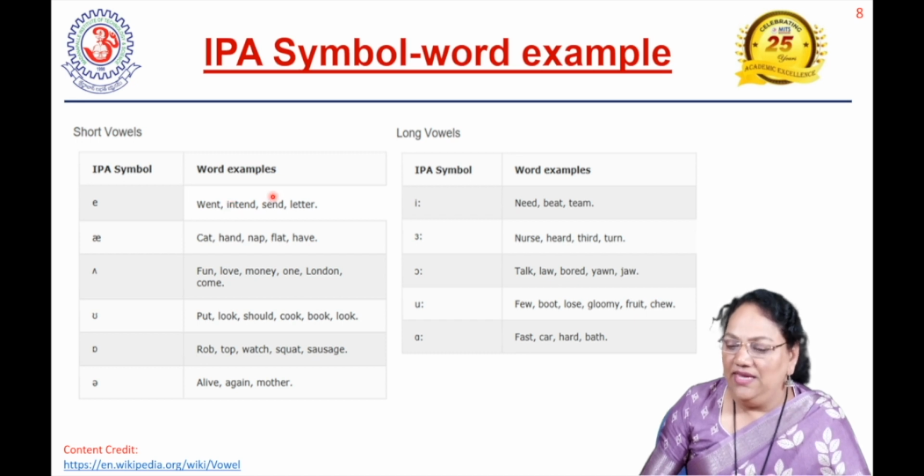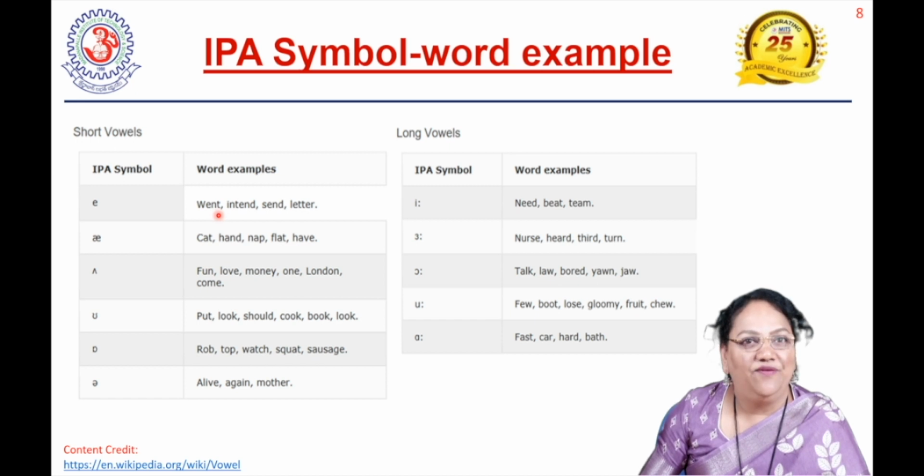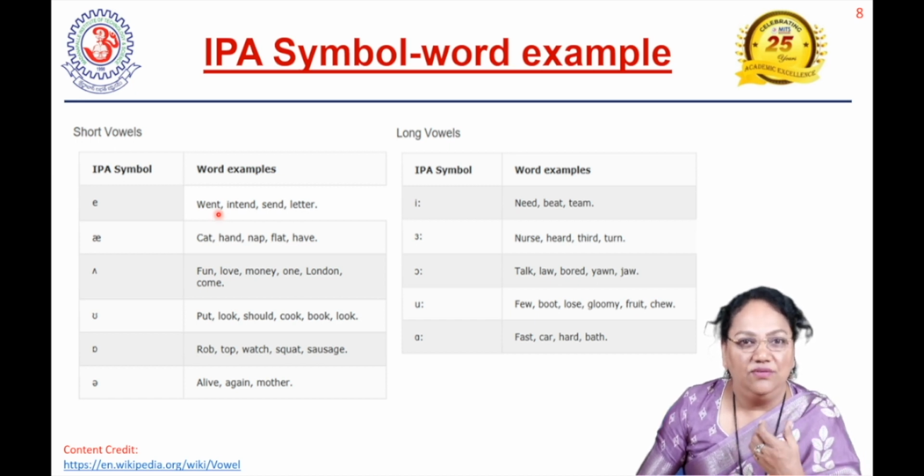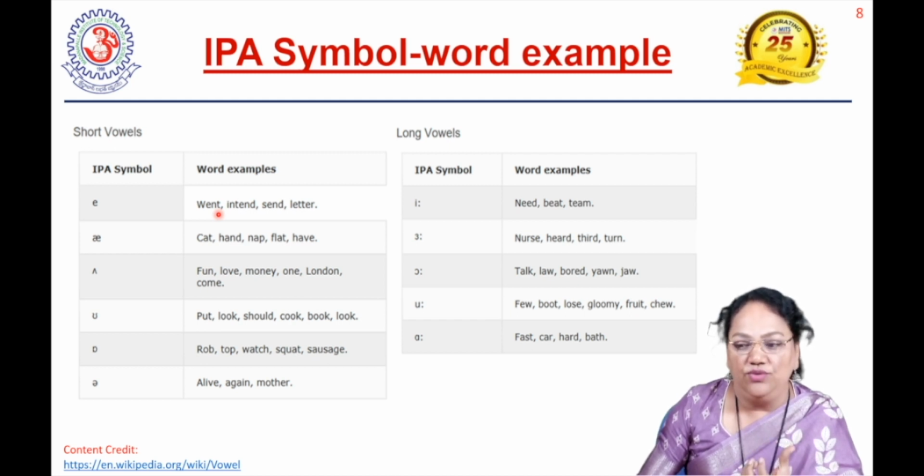It's very easy to understand. Before I tell you the sound of this IPA symbol, I will take you directly to the word here. Example: went. How do we pronounce it? You can also observe my mouth, the shapes of my mouth, so that you can catch very clearly how this IPA symbol gives us a particular sound.